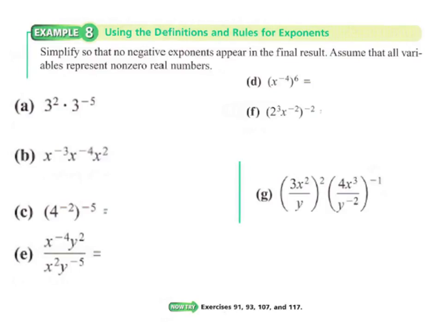Here we just want to simplify so that we don't have any negative exponents in the final result. Looking at this first one, we can add the 2 and negative 5 together. We get 3 to the negative 3, which then would be 1 over 3 to the third power, which would be 1 over 27.